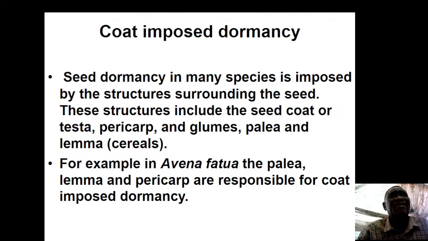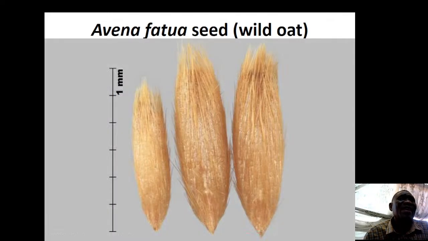Now the outside coat of the seed can also impose dormancy. We call it the testa. The seed dormancy in many species is imposed by structures which surround the seed. This could be the testa, pericarp, bloom, palea, and lemma in cereals. For example, in Avena fatua, the palea or lemma is responsible for coat-imposed dormancy. This is the coat. So this can prevent entry of gases or water. But if you can pierce the coat, you can induce germination.